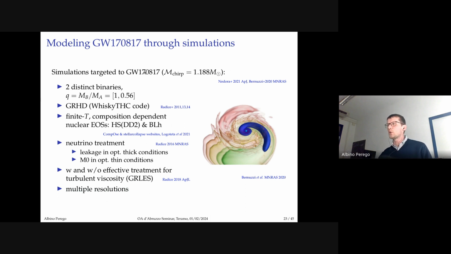We had a catalog with more than 80 simulations that are reported in these two papers, but we decided to take a subset of these simulations: two distinct binaries with two different mass ratios. The mass ratio is the ratio between the masses, so we have a very symmetric merger in which the masses of the two neutron stars were identical, and one where one is practically double the other. We took a numerical relativity code, WhiskyTHC. We put in a state-of-the-art equation of state, at least in the field, finite temperature, composition dependent. We included neutrinos, this is crucial. We also had some viscosity, and we tested things at different resolutions because it's a numerical process.